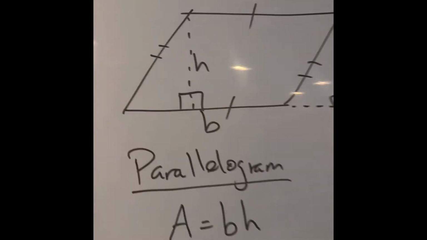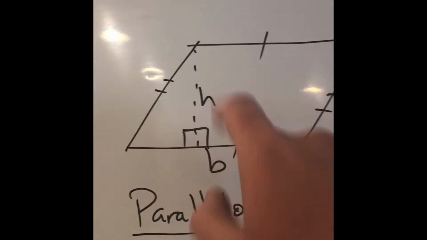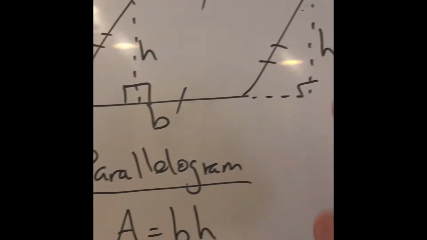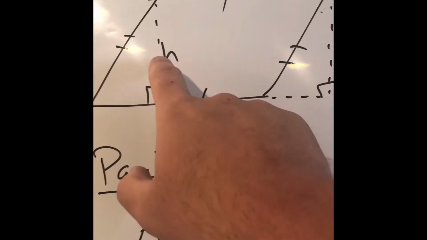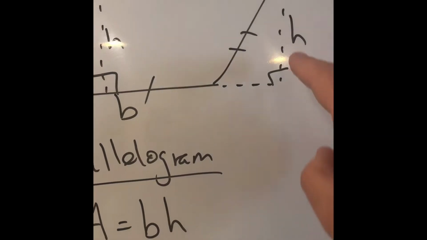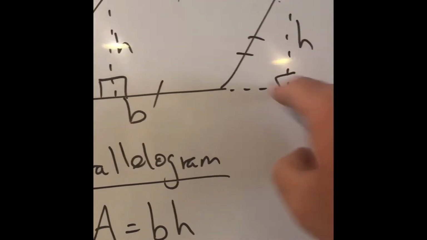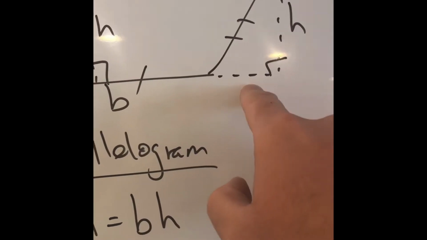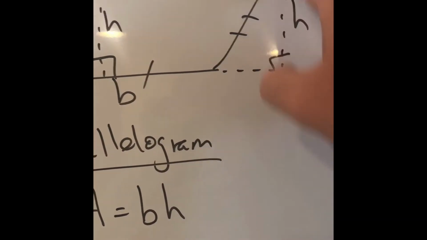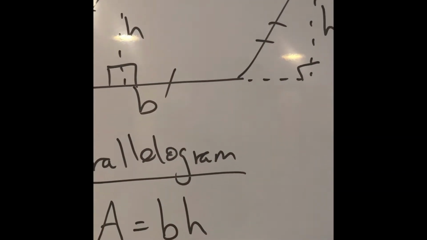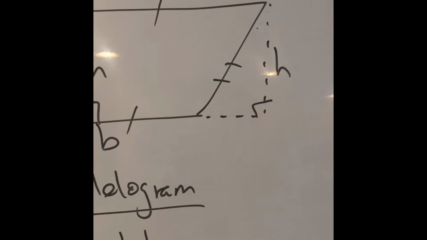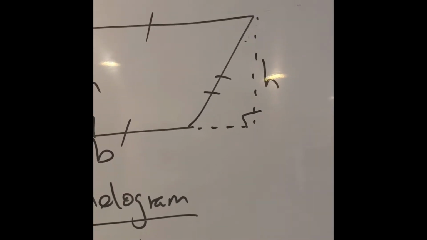Parallelogram, same thing: area is the base times the height of the parallelogram. Base times height, same as a rectangle. The only thing is your height could be inside or it could be outside. Sometimes you're going to have to use maybe the Pythagorean theorem to figure it out. They might tell you what this distance is here, and then you would have to find the height. Maybe they tell you what the side length of the parallelogram is. Maybe you're using the Pythagorean theorem, maybe you're using some trigonometry, sine, cosine, tangent, something like that.